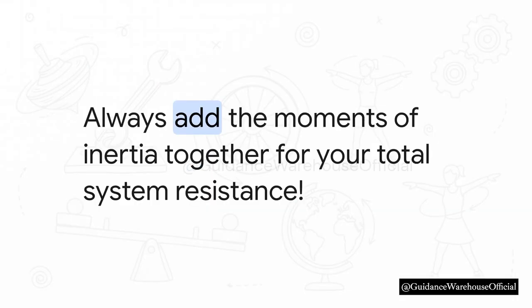Wait, pay attention here because this is absolutely crucial. A really common mistake students make is calculating the child's inertia and just stopping there, or trying to average the two numbers. Don't do that. Inertia is cumulative. You must always add the child's moment of inertia to the merry-go-round's moment of inertia to get the total system resistance. The total I of your system is always the sum of all the parts.